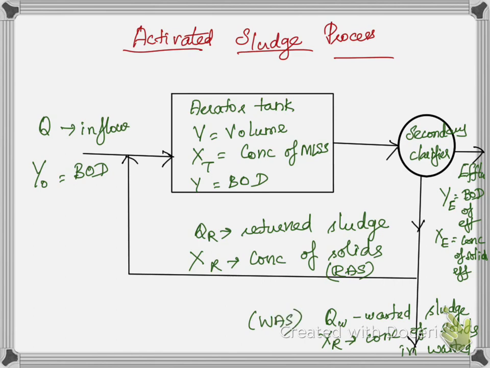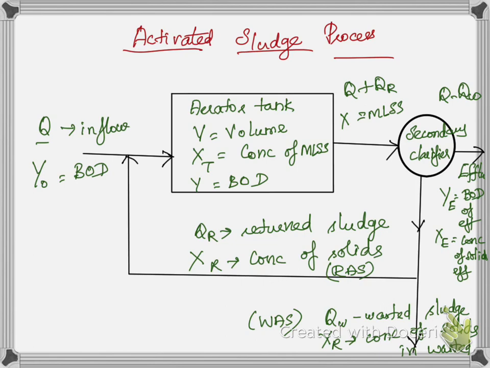When you come here, the returned activated sludge is going and again coming back. So the initial inflow is Q, and you are adding your returned sludge also. So here you will have Q plus QR. Again you will have your mixed concentration, so X is the MLSS, mixed liquor suspended solids. When you come here, you will have your wasted sludge, so you have to subtract QW, because QW has been wasted. This is how the process repeatedly goes on.